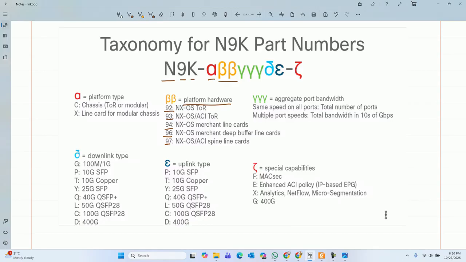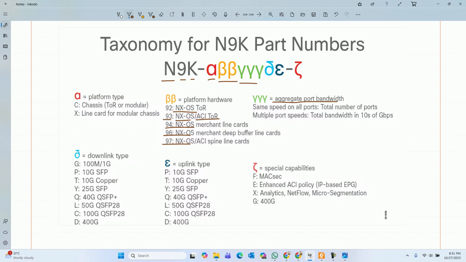If you pay attention here, the Nexus 9200 series switches can run in NX-OS mode only. But Nexus 93 means it can run as ACI or NX-OS, same with 94 and 96. Then we have the 9700 series. 95 is missing here, but we have 95 also. Why? Aggregate port bandwidth. So it holds two things, guys.